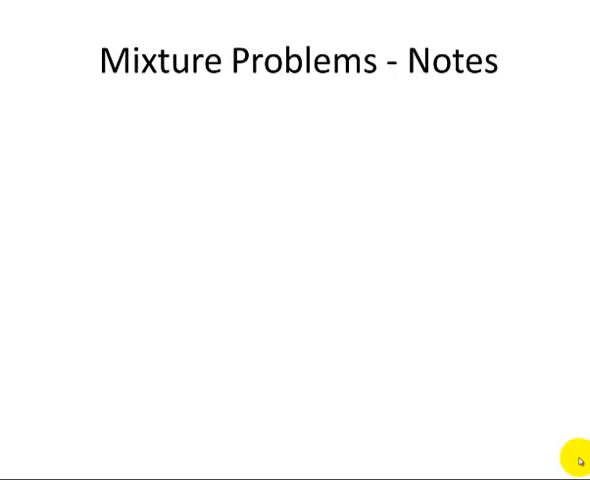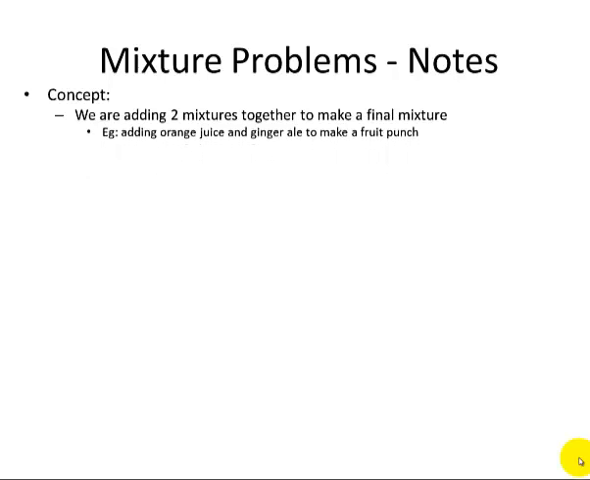So this is a video on mixture problems with a little bit of notes first, and then we're going to do an actual example. The concept of a mixture problem is that we're adding two things together to make a final solution, or two mixtures if you like. For example, we can add orange juice and ginger ale to make a fruit punch.